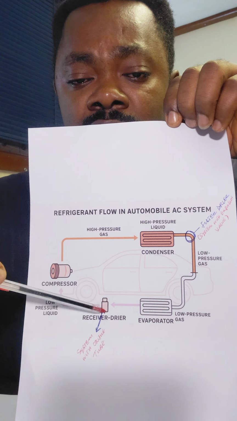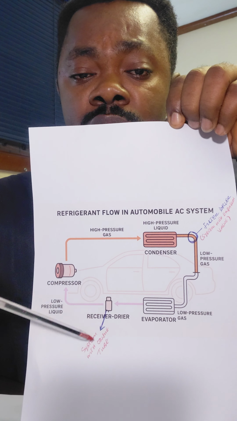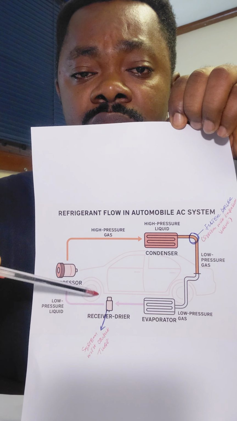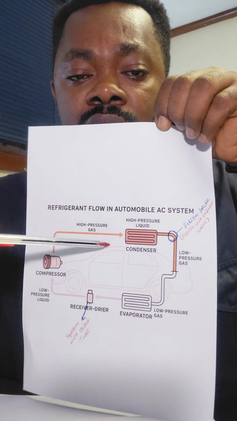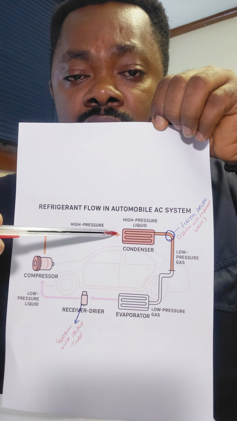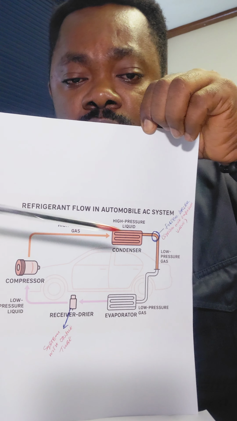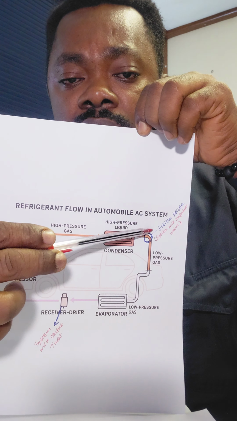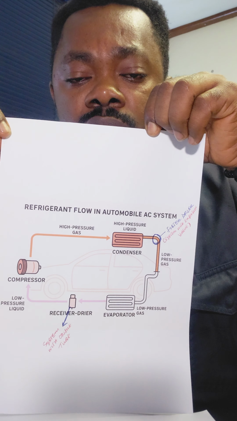This is the receiver-drier. In every system where you have a receiver-drier after your evaporator, know that that system is fitted with an orifice tube. In a system where you have a filter dryer after your condenser, know that the system is with the expansion valve. That's why I wrote it down here: expansion valve and the system with the filter dryer.